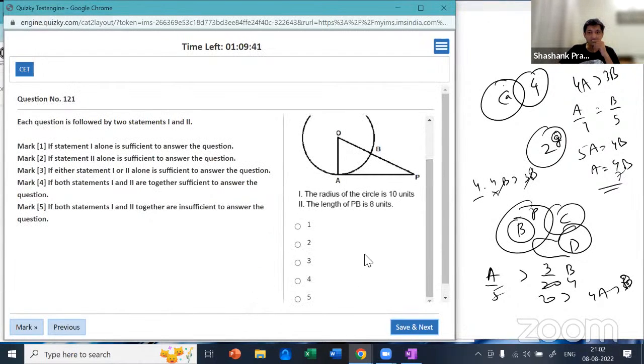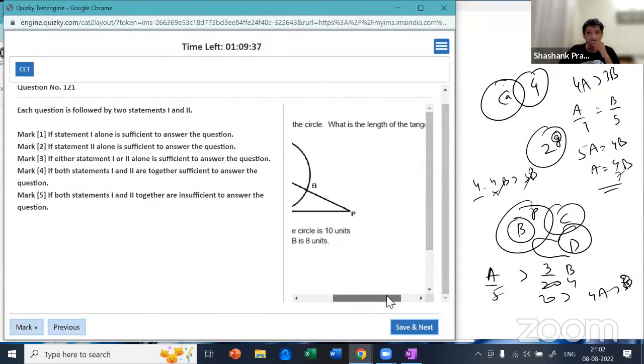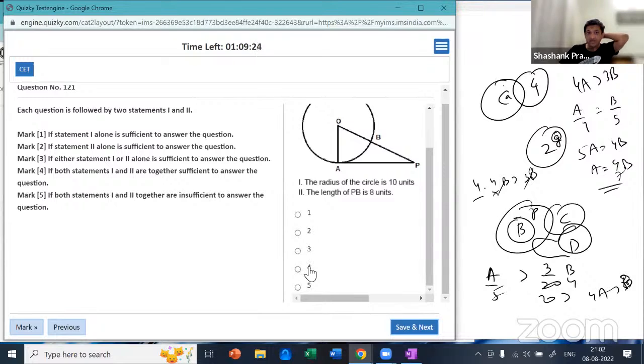Okay, what is this? O is the center of the circle. What is the length of the tangent PA? PA का length चाहिए. Okay. Radius is 10 units. PB is 8. PB 8 से कुछ नहीं मिलता. Radius 10 से कुछ नहीं मिलता. But 8 plus 10, 18 and 8 से we'll get. So both are required, together sufficient. Option 4.